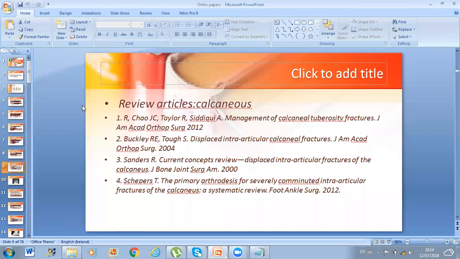These are review articles if you want to read them. The first one has a very good explanation of why calcaneus tuberosity fractures occur and how to treat them.